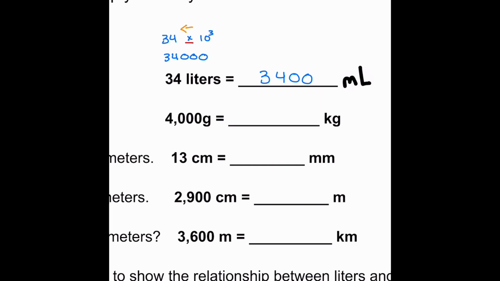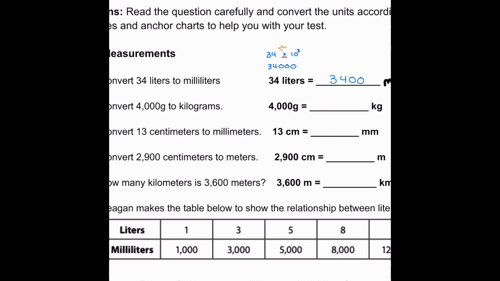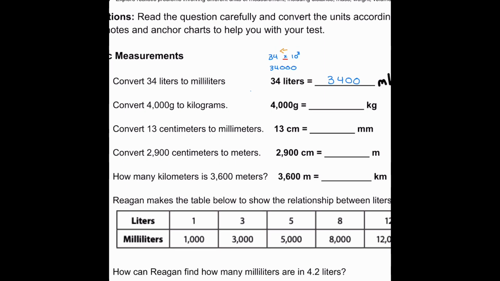Okay. I'll do the next one shifting the decimal, just so you can see that you really do get the same answer. And you can do this either way. Okay. So the next one, we have grams to kilograms. So 4,000 grams to kilograms. We have 4,000. All right.